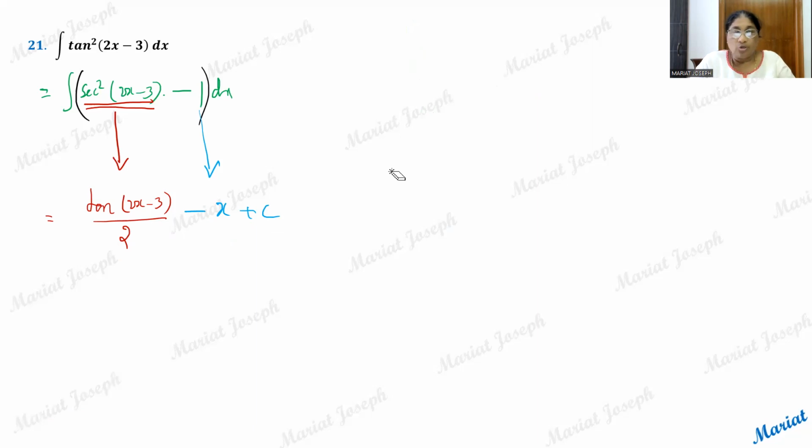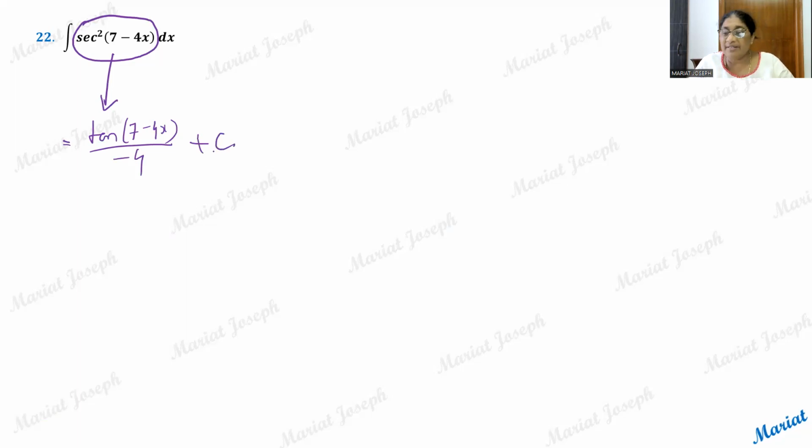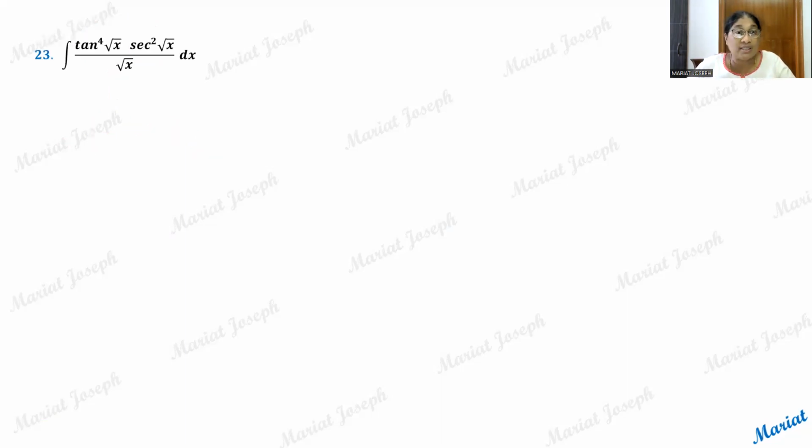Okay. Going to the next one, question 22. Just the sec square function only, directly. Kushi, tell me. What will be the integral? Directly answer it in one step. Tan of 7 minus 4x upon minus 4, plus c. That's all. Straight away, the integral of the sec square function is the tan function. That's it. There we are at question 23.